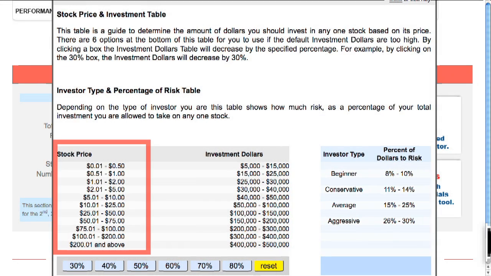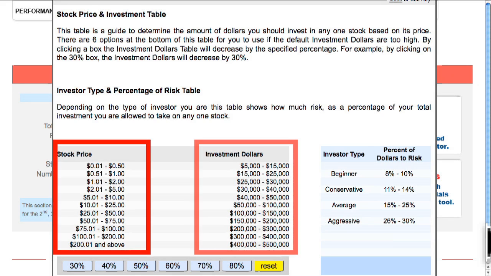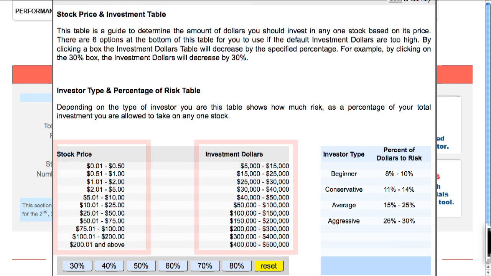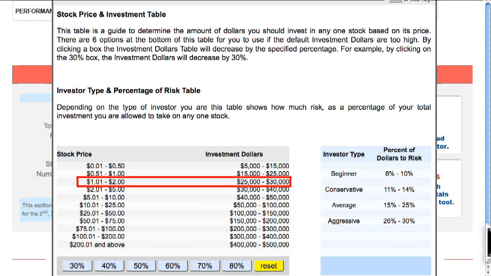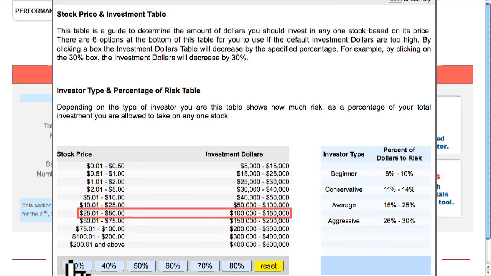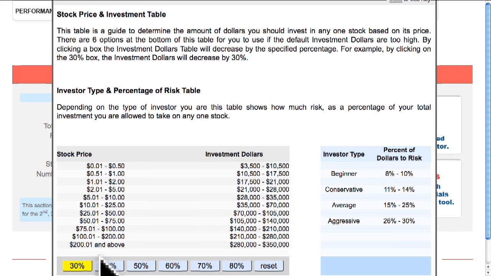This table shows you stock price ranges and a range of investment dollars. Each price range corresponds to its particular range of investment dollars. Using FLT as the example, the stock price of $40.65 falls into this price range, and the investment would be anywhere between $100,000 to $150,000. If the investment dollars are too high, there are buttons at the bottom of the table to change those figures to which you may be more comfortable with.